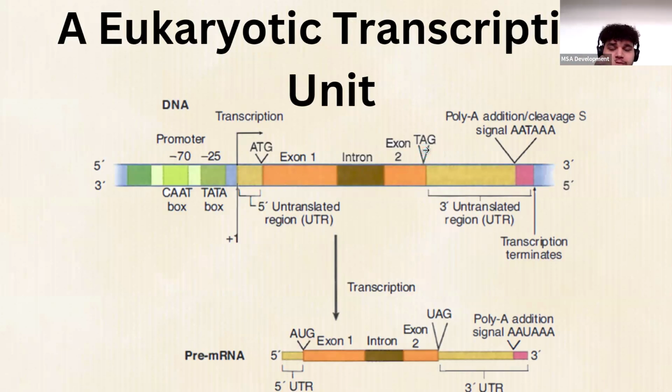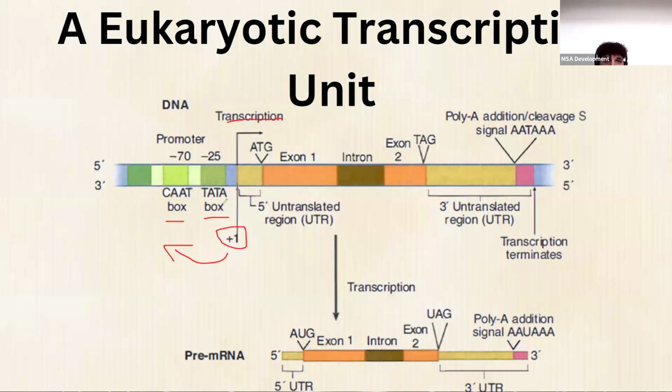Eukaryotic transcription units. First off, let's go over everything really quick. We said +1 is the start of transcription, so transcription will begin at +1. Upstream from the start of transcription, we have the CAT and TATA box. What did we say these are? We said they are the promoter elements.